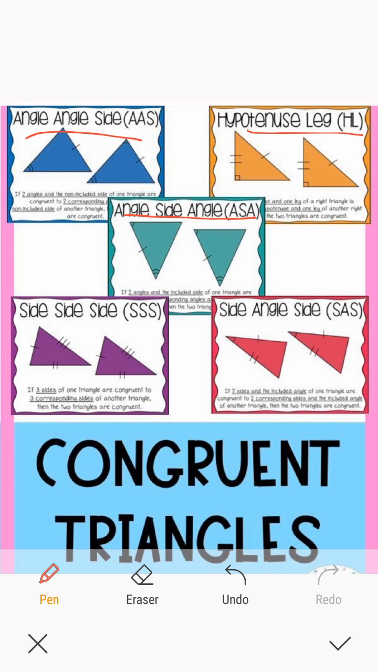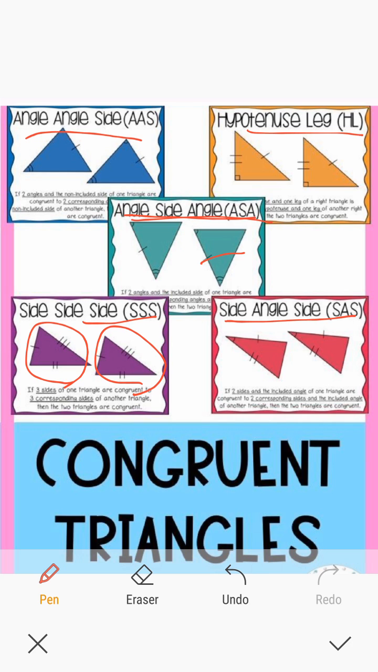Then ASA congruence is two angles and the included side of one triangle equal to two angles and the included side of the other triangle. And SSS congruence: three sides of one triangle are respectively equal to the corresponding three sides of the other triangle, then the triangles are congruent.